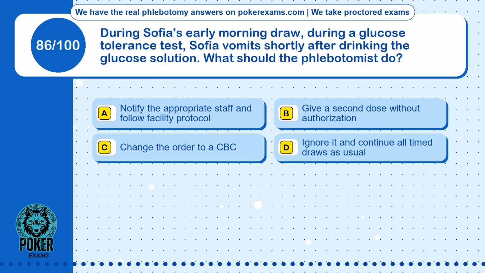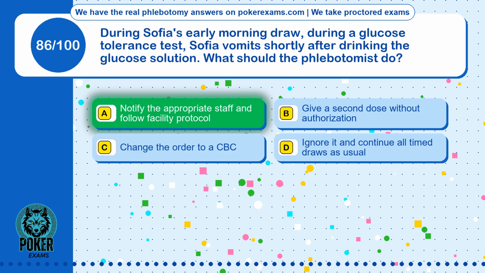Question 86. During Sophia's early morning draw, during a glucose tolerance test, Sophia vomits shortly after drinking the glucose solution. What should the phlebotomist do? Option A. Notify the appropriate staff and follow facility protocol. Option B. Give a second dose without authorization. Option C. Change the order to a CBC. Option D. Ignore it and continue all timed draws as usual.